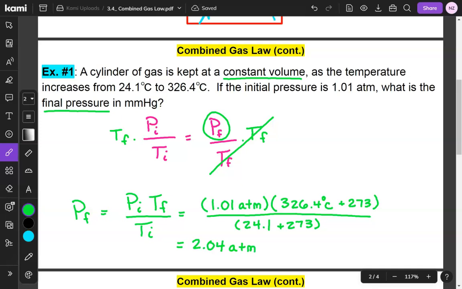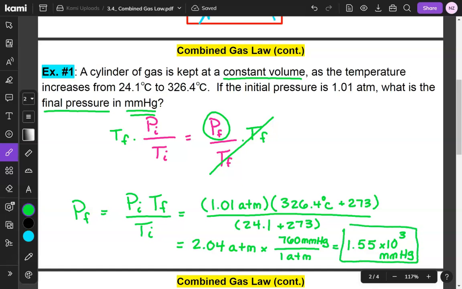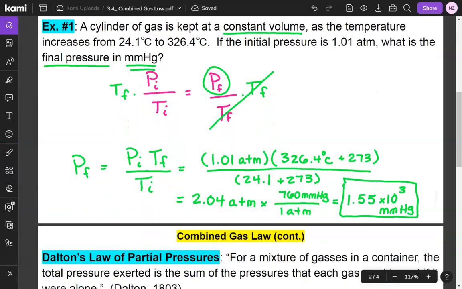The equation is asking for it in millimeters of mercury, so we would just need to convert this. 1 atmosphere is equal to 760 millimeters of mercury. So we end up with a value of 1.55 times 10 to the third millimeters of mercury. The conversion is on the formula sheet for AP Chemistry, so if you don't know off the top of your head that 1 atmosphere is equal to 760 millimeters of mercury, don't worry about it. It's on the formula sheet.